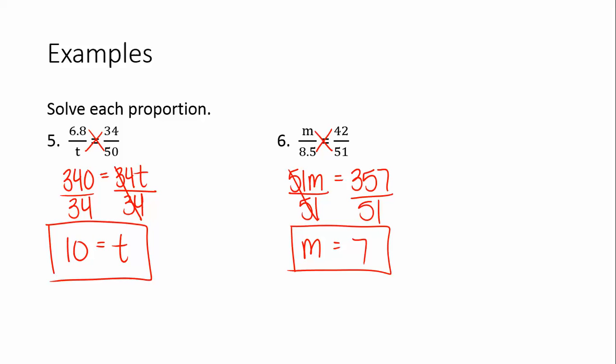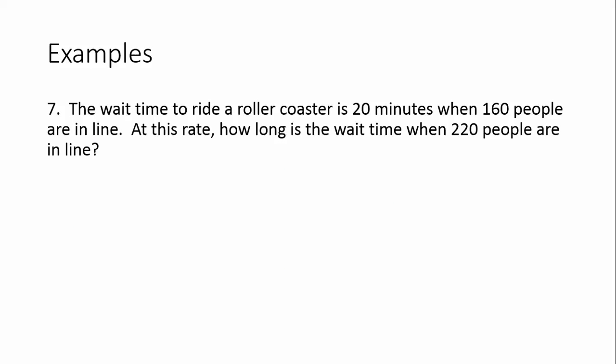Hopefully you remember solving proportions. A few of you actually asked about solving proportions back in some of the earlier sections of this chapter, saying that it would be easier, and that is the exact point. When you can set up a proportion, it makes solving problems pretty simple sometimes. So let's look at a case like that. Let's say that the wait time to ride a roller coaster is 20 minutes, and that's when 160 people are in line. So at this rate, how long is the wait time when 220 people are in line?